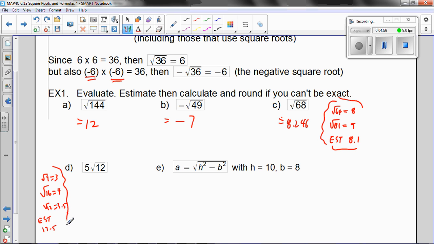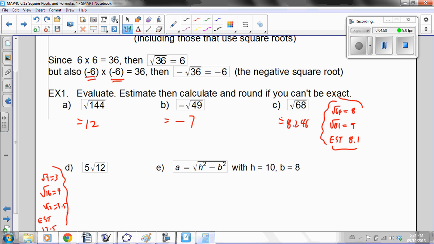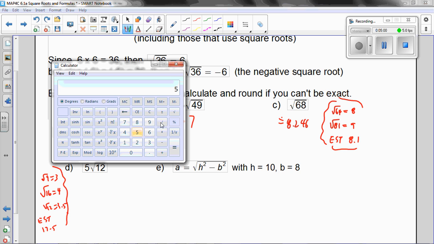And now I'm going to put that into my calculator again. 5 times 12, well, let me go again, clear, clear, clear. 5 times 12, hit my square root button, and then press equals, and I got about 17.3.